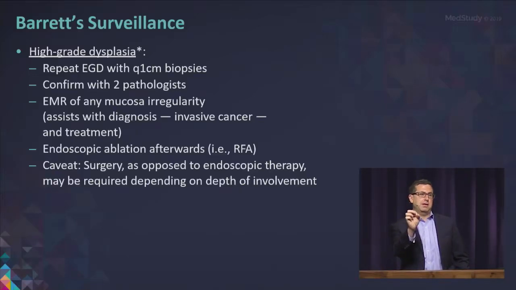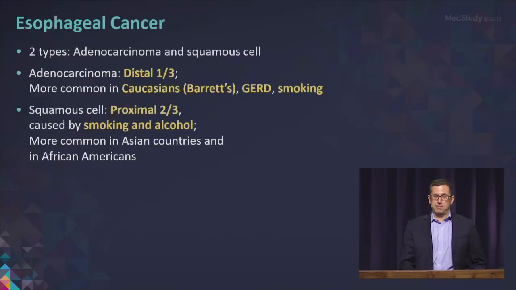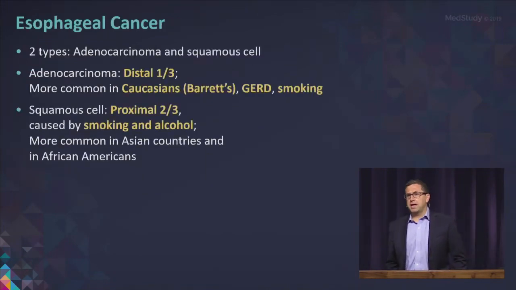Sometimes we could actually take a cancerous nodule out if it's a very early stage with EMR during endoscopy, but sometimes if it's deeper, more extensive, the patient may need surgery. So esophageal cancers, there are really 2 types. There's adenocarcinoma and squamous cell. So generally adenocarcinoma is in the distal third of the esophagus and squamous is in the proximal third, okay?